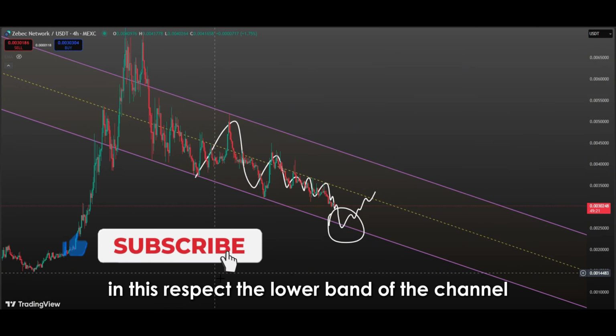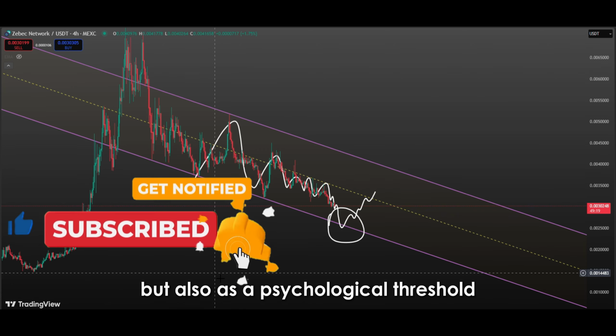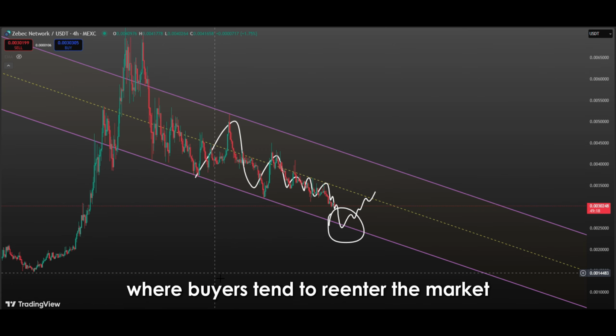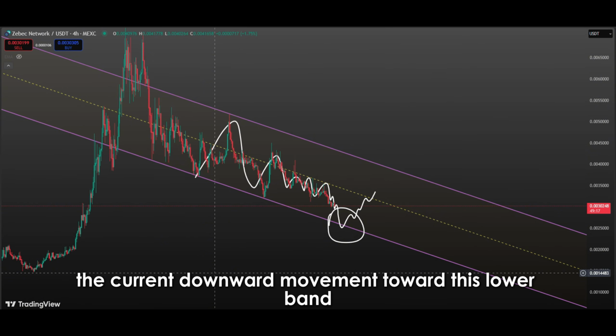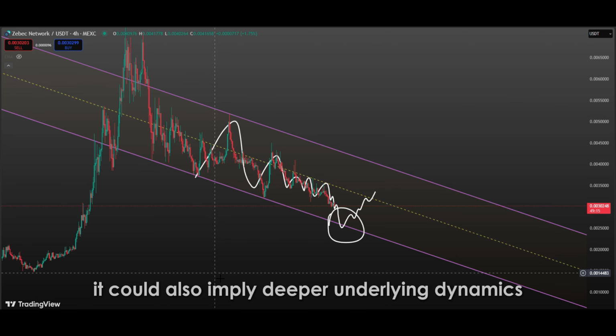In this respect, the lower band of the channel should not only be seen as a trend line but also as a psychological threshold where buyers tend to re-enter the market. The current downward movement toward this lower band may suggest continued bearish pressure on the surface. However, it could also imply deeper underlying dynamics.